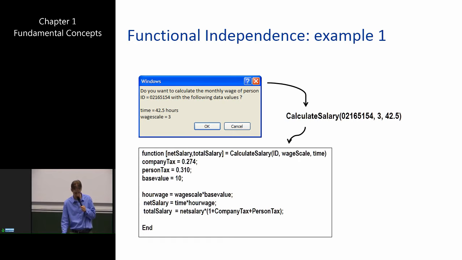This is the name of the function, the interface as we call it, and it has certain parameters like the ID of the employee for which you want to calculate the salary, maybe the wage scale and the time. So once you execute the function, the implementation or the method here will be executed. So a function has two parts. It has an interface or signature, which is the name of the function and its arguments, and it also has an implementation or method, which is going to specify how the function should be executed.